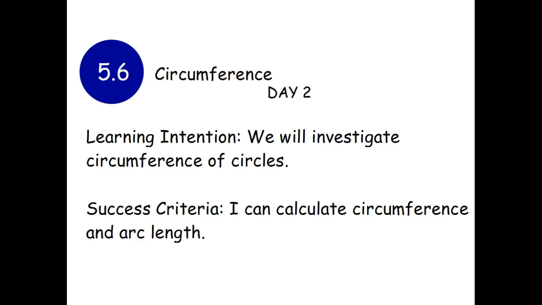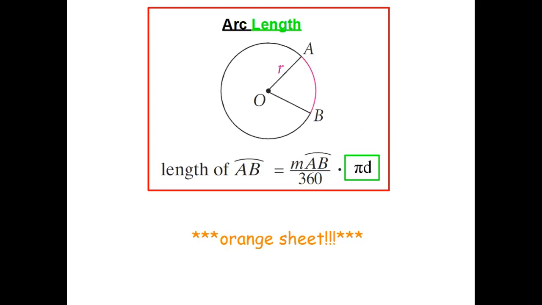All right, same success criteria as day one. So we're still going to be working on calculating circumference and arc length. Again, reminder, this should already be on your orange sheet. If it's not and you want to put it there, take a couple of seconds and put it on your sheet. Remember that when we're talking about arc length, we're talking about a portion of the circumference, and so the length corresponds with the formula for circumference here.